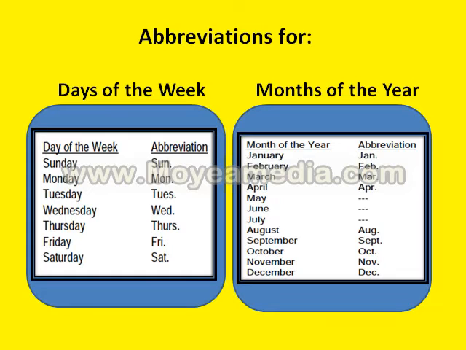Next, November. Anyone who can abbreviate it? Very good. It's NOV followed by a period. And the last month of the year? December. How are we going to do the abbreviated form for December? Very good. DEC followed by a period. Well done. Great.